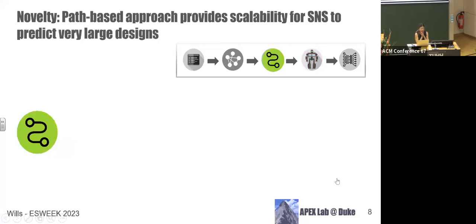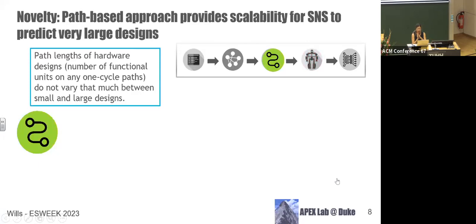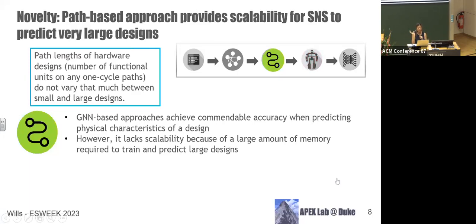Okay, so one insight of using a path-based approach as opposed to a graph-based approach is that the path lengths of hardware designs do not vary that much between small and large designs. So the state-of-the-art approach right now, besides this one I'm talking about, is usually GNN based. Okay, because it allows you to predict power very accurately and all these other physical characteristics very accurately. The problem with that is it doesn't scale. Okay, it takes up too much memory, or it encounters significant slowdown when you predict very large designs. So with this path-based approach, we are able to scale.